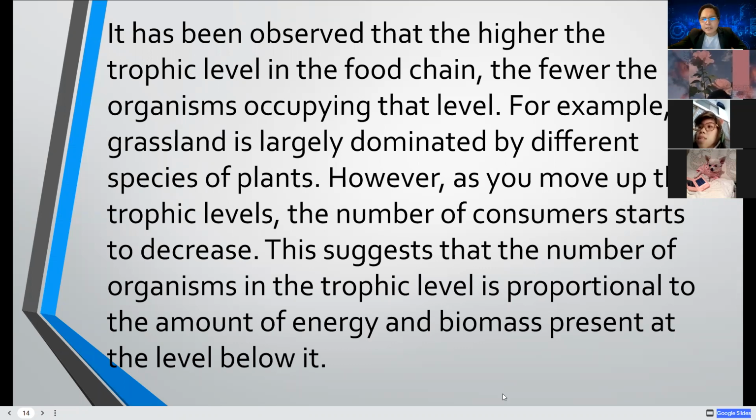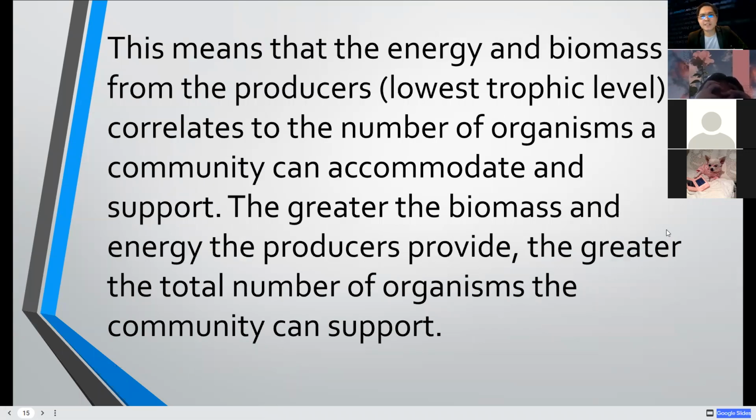Take note, if you observe the trophic level pyramid, the highest energy is at the lowest level, correct? Because that is the base. As you go up, energy becomes less and less. Because the energy becomes less in the higher trophic levels, the tendency is that they also occupy fewer species of animals. This means that the energy and biomass from the producers at the lowest trophic level correlate to the number of organisms a community can accommodate and support.